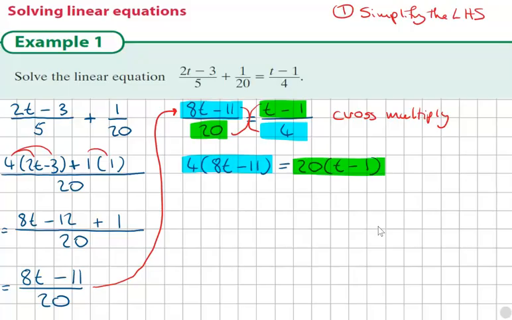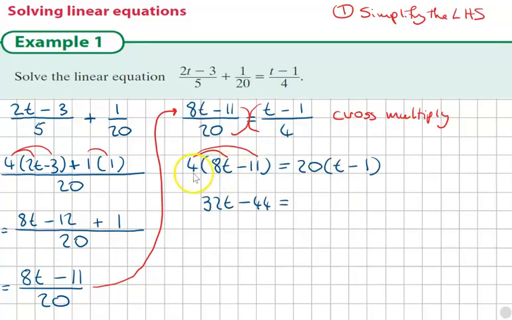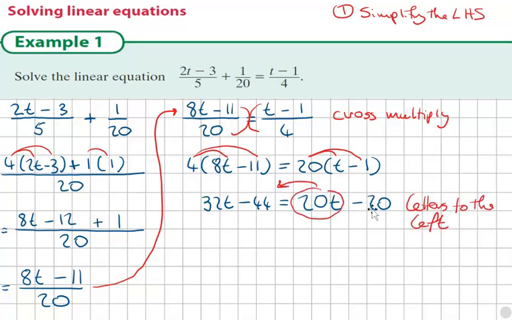So then we multiply out our brackets. 4 times 8t is 32t and 4 times minus 11 is minus 44. And then we multiply out the right-hand side. 20 times t is 20t, 20 times minus 1 is minus 20. Then we do letters to the left. So the 32t is already on the left. So we're going to bring the 20t over. It becomes minus 20t. And then we do numbers to the right.